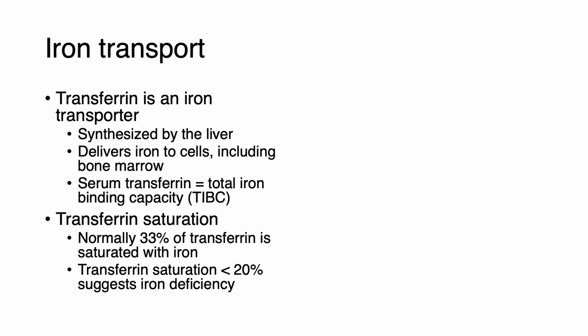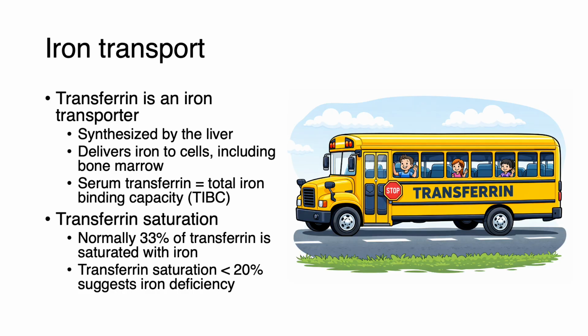Now, iron is transported by a protein called transferrin, which is synthesized by the liver. And I like to think of transferrin as basically just like this bus that picks up iron and then takes it where it needs to go. So it's going to deliver it to the different cells, including in the bone marrow, so they can make hemoglobin. And the amount of transferrin you have determines your total iron binding capacity.